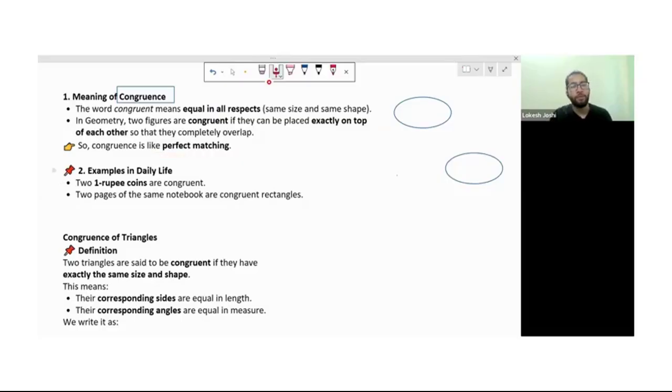Now there are some examples given which we can observe in our daily life. You can pick two 1 rupee coins and you will find that they are very similar and congruent. And for an example right now, the notebook in which you are making notes of our class, you can check that two pages of the same notebook are congruent rectangles. They are very similar.